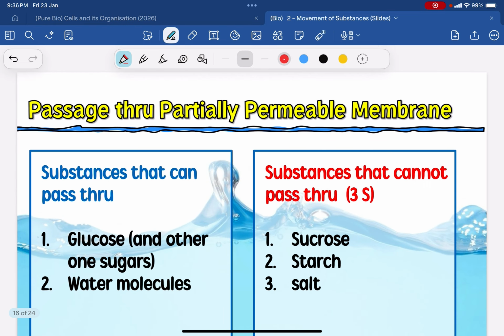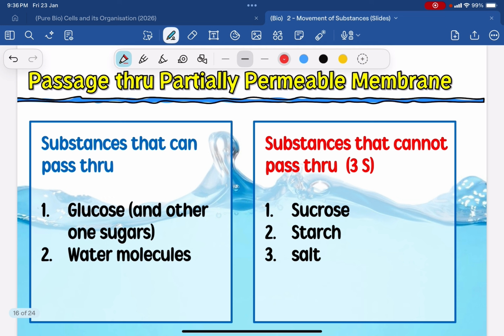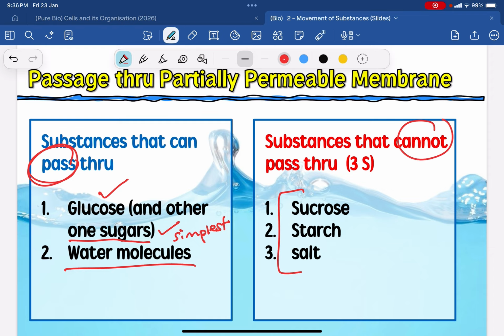Understanding these two, we are going to talk about what is going to be possible passing through the partially permeable membrane. The partially permeable membrane is a gate, but it doesn't allow everything to pass through. Substances that can pass through, as for now, whatever we have learned, will be glucose and other one sugar. One sugar means simplest form of sugar, which we will learn in topic 3. Of course, water molecules would be able to pass through the partially permeable membrane. Those that cannot are the large ones. I call it the three S's: sucrose, starch, and salts.